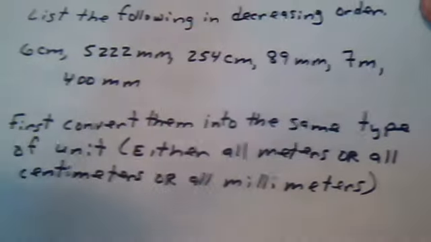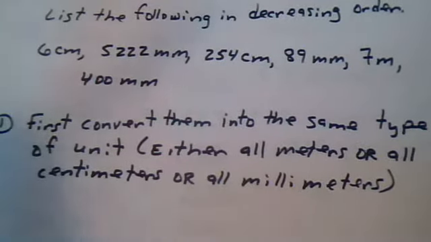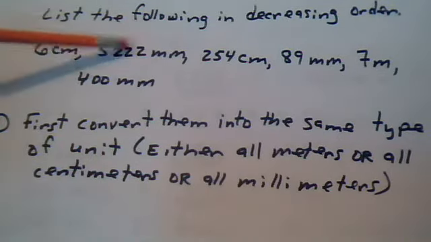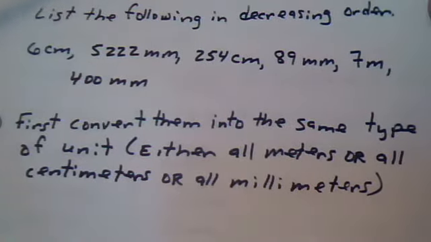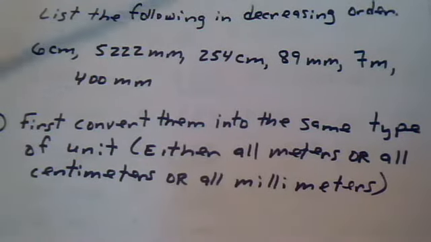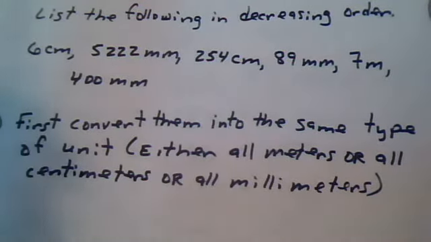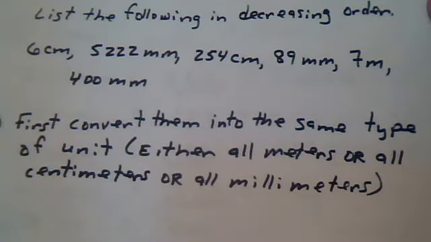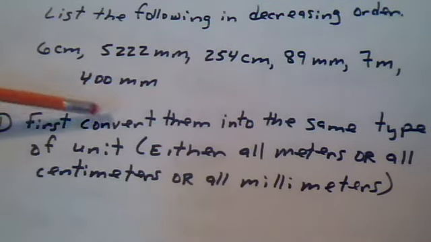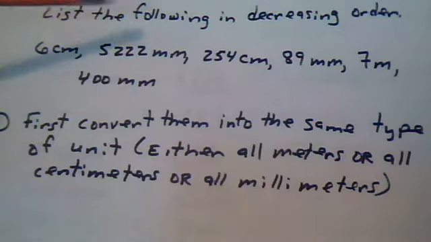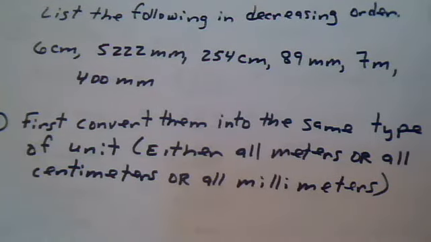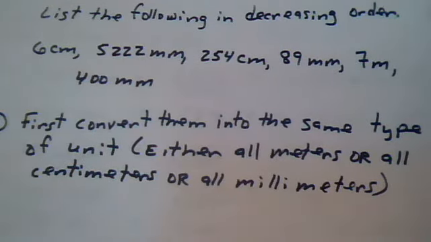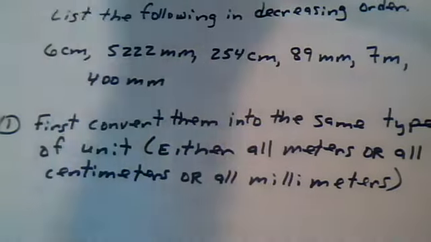In this problem, they give us a list of measurements. Here they are, and they want us to put them in order. They want us to put them in decreasing order. So the biggest goes first and then the next biggest and so forth. In this problem, first convert all of these numbers to the same type of unit, which means convert them to all centimeters or all millimeters or all meters. It doesn't matter. We're going to go ahead and convert them all to meters.